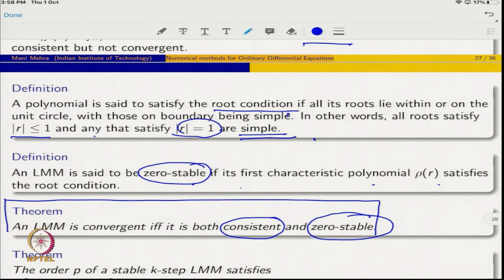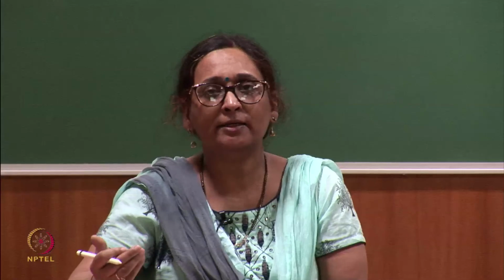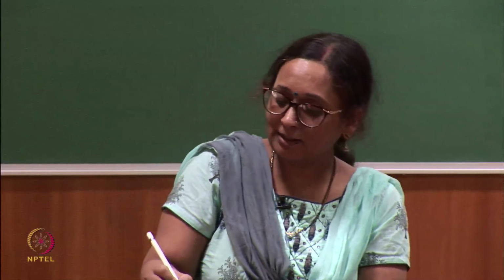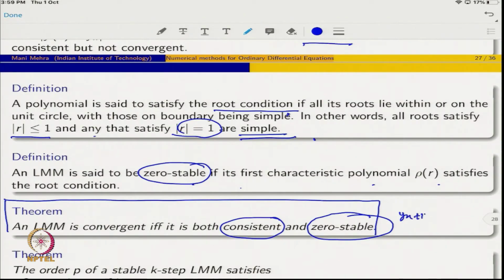And you know, when we were dealing with the Taylor series method, we did not pay any attention to zero stability. Why? Because the Taylor series method is always of the form y_{n+1} minus y_n is equal to something. So the first characteristic polynomial in this case is r minus 1, which means the root is 1. So it always satisfies the root condition. That is why we were not bothering at that point of time.